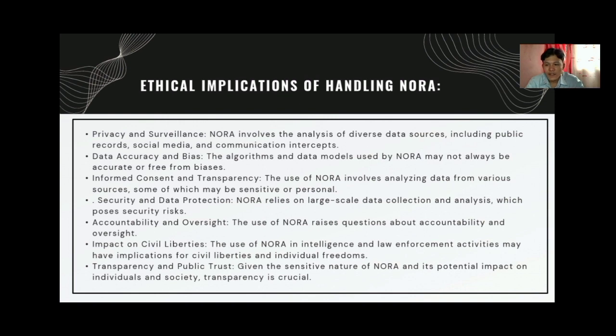The impact of NORA on civil liberties is another key ethical consideration. Striking the right balance between security and privacy rights is essential to ensure that the application of NORA does not infringe upon fundamental rights or disproportionately target specific individuals or groups.